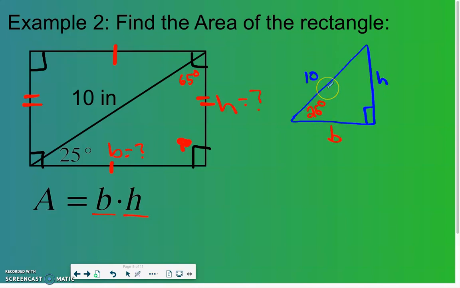Now this is where our trigonometry kicks in. Again, we're looking for some missing values. In order to find the area, we need to find those two. So let's just do the first one. Let's look for the height. For height, we have opposite over hypotenuse, so we have sine, OH, opposite hypotenuse. So I'm going to go sine of 25 degrees is equal to h over 10.